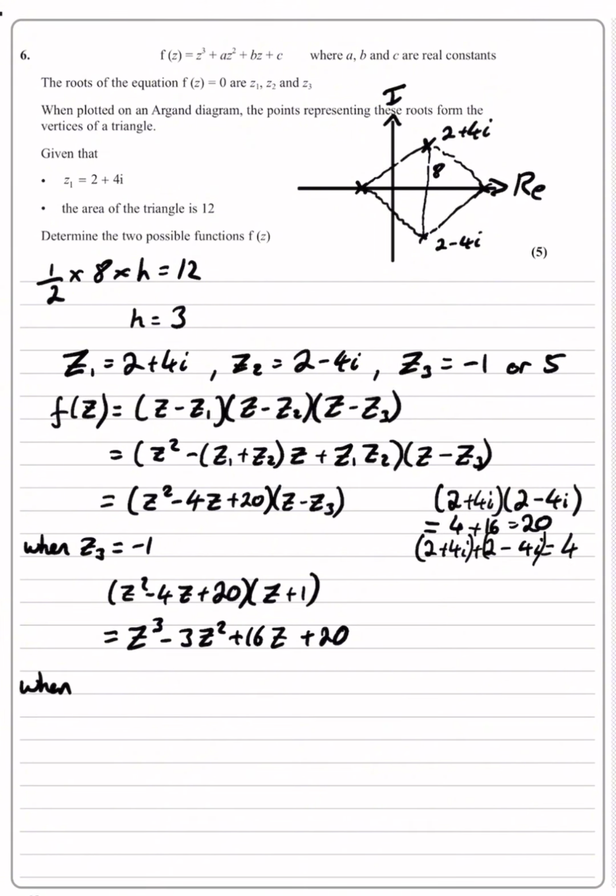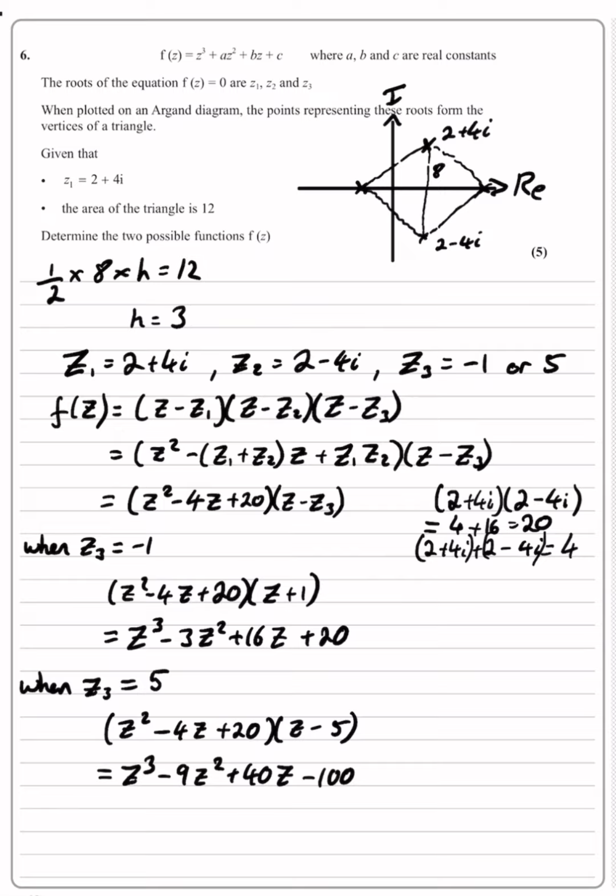And the other possibility is when z3 is 5. We get z squared minus 4z plus 20 times by z minus 5. When we expand that one out, we get z cubed minus 9z squared plus 40z minus 100. I do recommend doing your z's with an extra line through it because it clearly distinguishes them from the number 2.